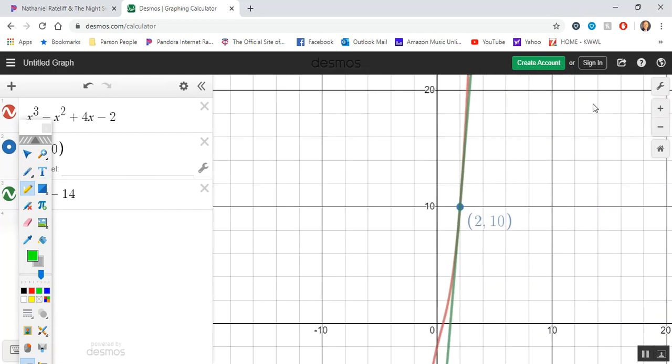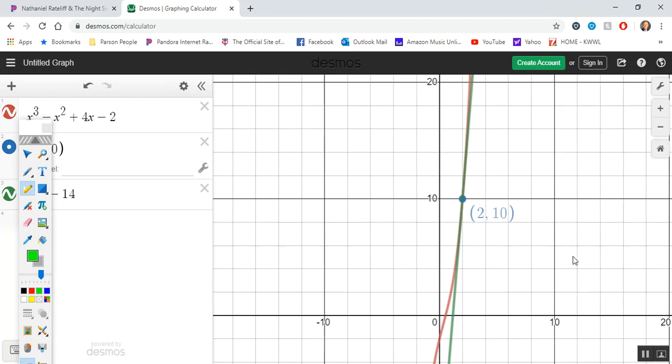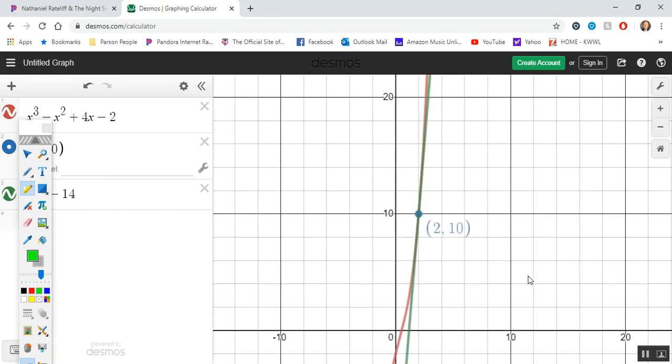So it looks like the only point that's going to hit is what, kids? 2 comma 10. Okay. Nailed it, didn't we? Okay. All right. How you feeling about this? Pretty good about that? Okay.